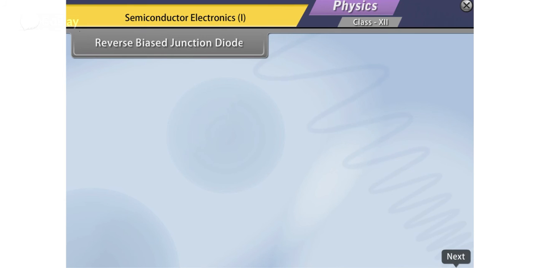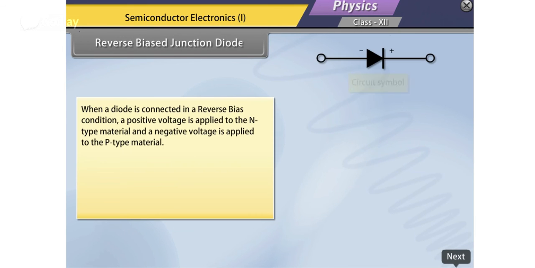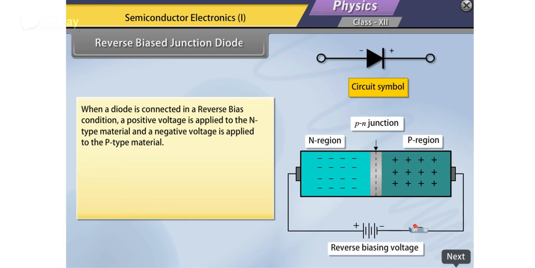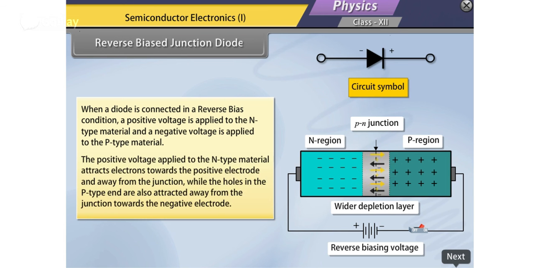Reverse biased junction diode. When a diode is connected in a reverse biased condition, a positive voltage is applied to the N-type material and a negative voltage is applied to the P-type material. The positive voltage applied to the N-type material attracts electrons towards the positive electrode and away from the junction, while the holes in the P-type end are also attracted away from the junction towards the negative electrode.